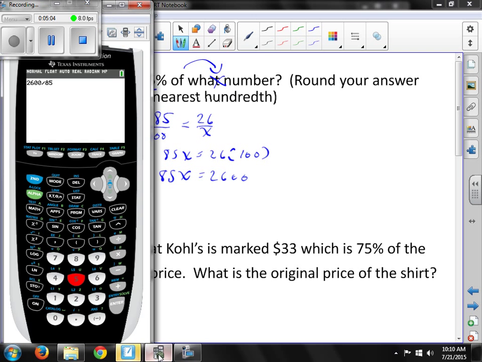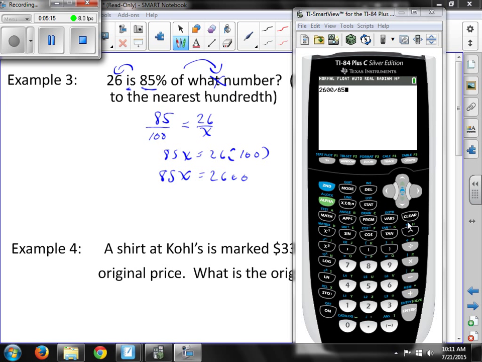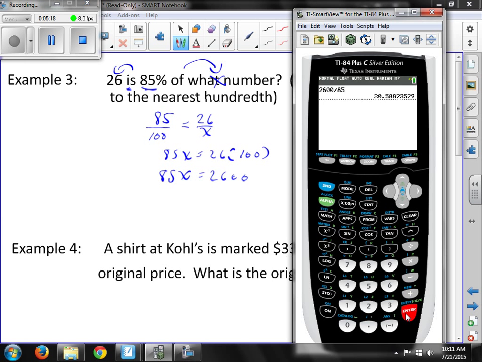Now, using my calculator, 2600 divided by 85 is 30.588. I am to round it off to the nearest hundredth. So I'm keeping two decimal places. So when I round it off to the nearest hundredth, I'm keeping two decimal places. So I'm going to look out to the third one. X would equal 30.59.